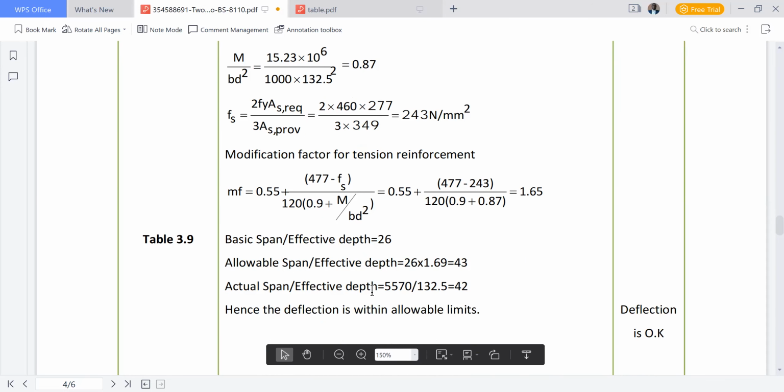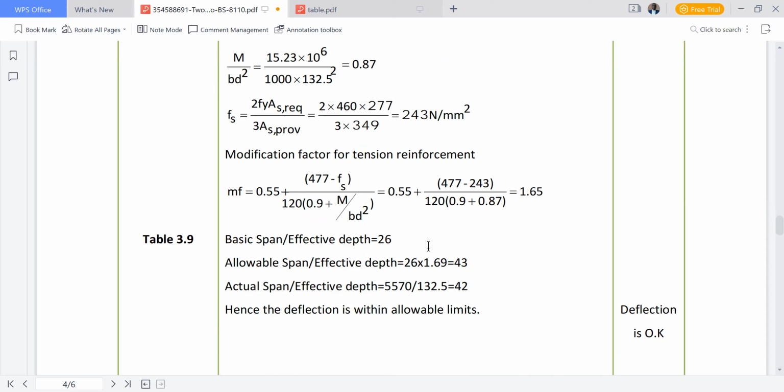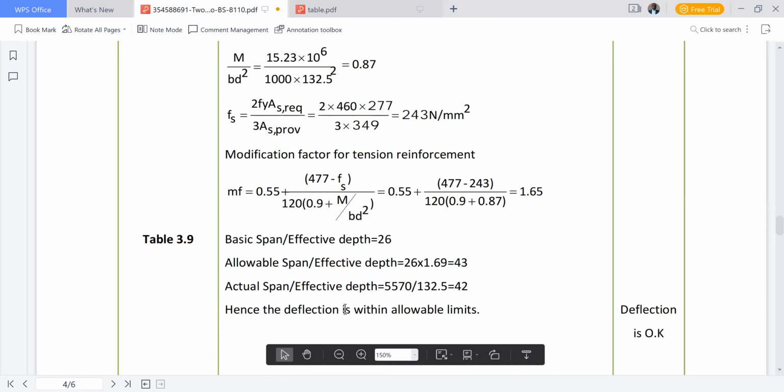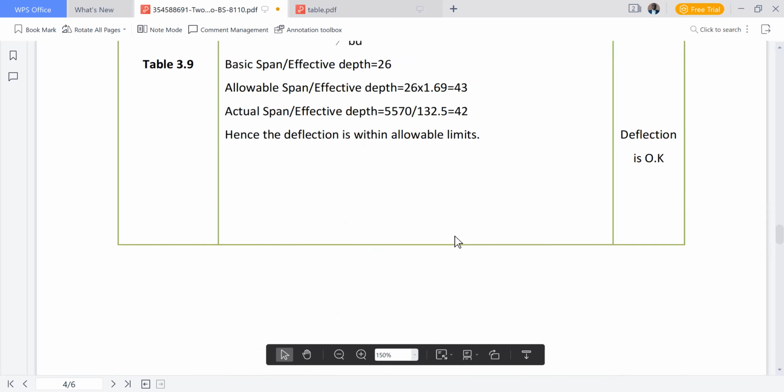Now, the actual span effective depth is, the actual means we take our value. For the shorter span, we know that the span is 570 millimeter and the effective depth is 132.5 millimeter, you get 42. Now, since 42 is actually less than permissible or allowable, we say deflection is within allowable limit.